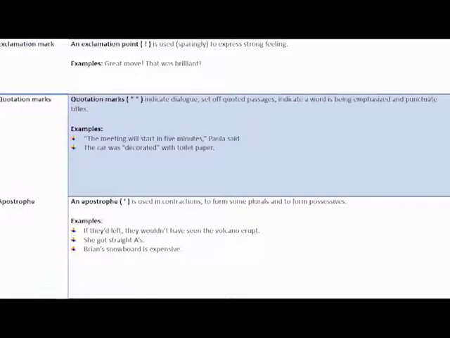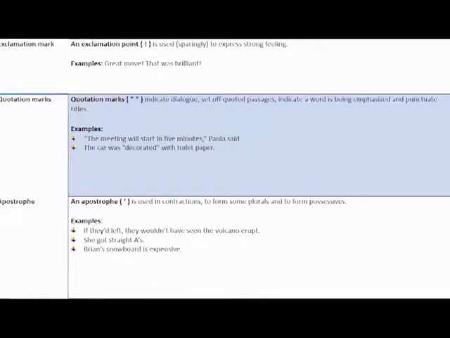And then we have quotation marks that indicate a dialogue or set of quoted passages. They also indicate that a word is being emphasized, and they are also used to punctuate titles. If you are writing a book analysis, when you're going to talk about the title of that book, you have to put it under quotation marks.